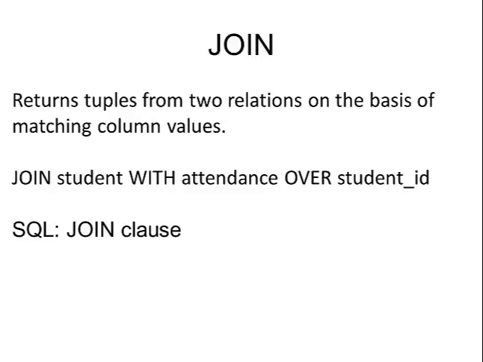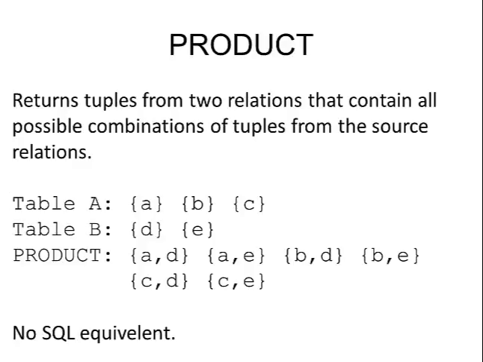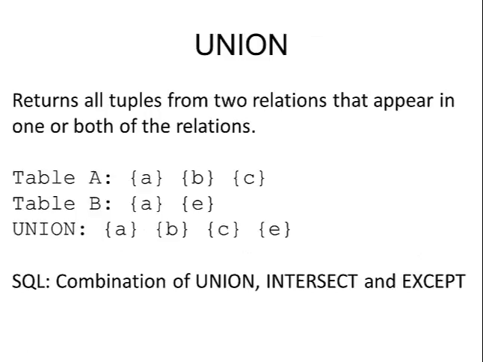There's a join operator, which does exactly what SQL join does, returns tuples from 2 relations on the basis of matching column values. So that's implemented in the JOIN clause. They have a product operator, which returns tuples from 2 relations that contain all possible combinations of tuples from the source relations. So we've got 2 tables here, A and B, table A containing the values A, B, and C, table B containing A, D, and E. The product of these 2 tables is 2 columns with all the combinations of values in the tables. No SQL equivalent.